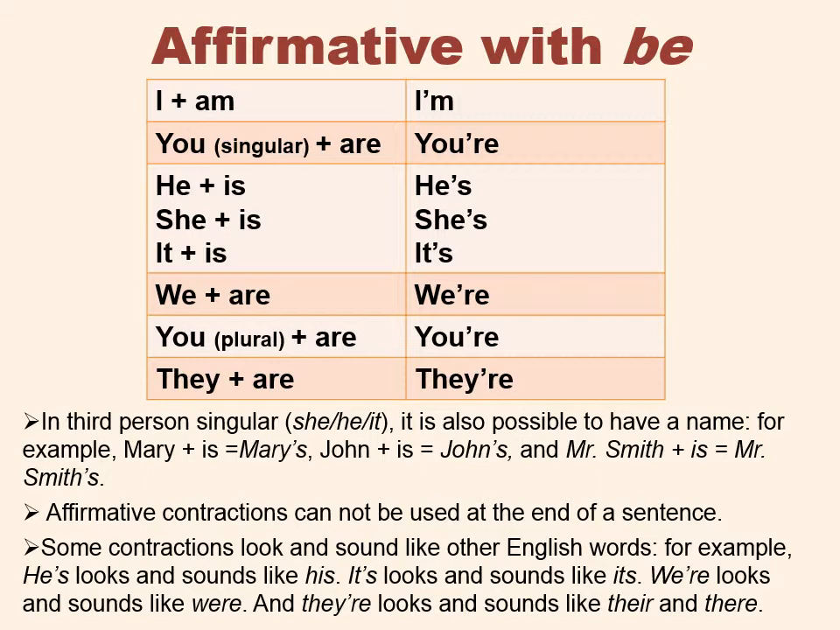In third person singular, where we see he, she, and it, it is also possible to have a name. For example, Mary plus the verb is can be contracted to Mary's. John plus is can be contracted to John's. Mr. Smith plus is can be contracted to Mr. Smith's.